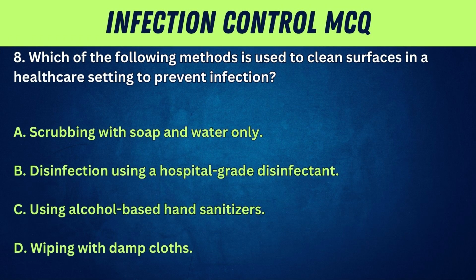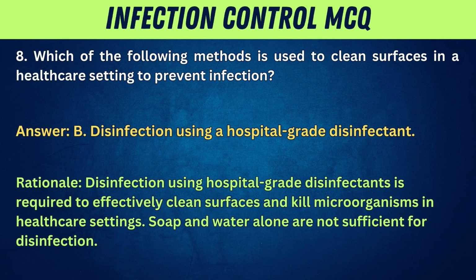8. Which of the following methods is used to clean surfaces in a healthcare setting to prevent infection? A. Scrubbing with soap and water only. B. Disinfection using a hospital-grade disinfectant. C. Using alcohol-based hand sanitizers. D. Wiping with damp cloths. Answer: B. Disinfection using a hospital-grade disinfectant.